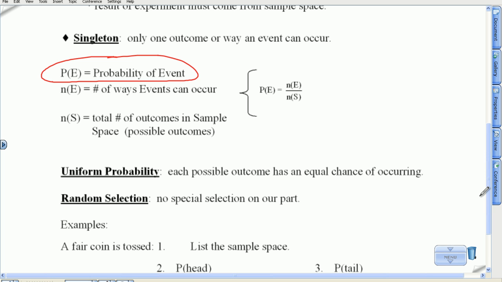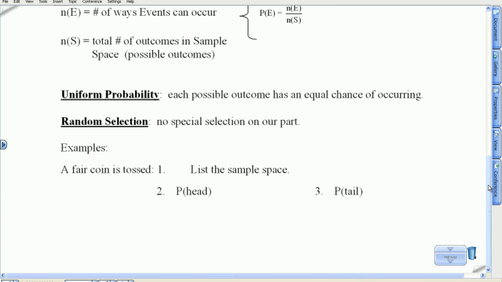Alright, random selection, no special selection on our part. If you pull a little piece of paper out of a hat for a contest and they're all in there the same, that would be a random selection. If your friend says, hey listen, the one that's folded up into quarters is the winning number, and you reach in there and you're feeling around, that's certainly not random.